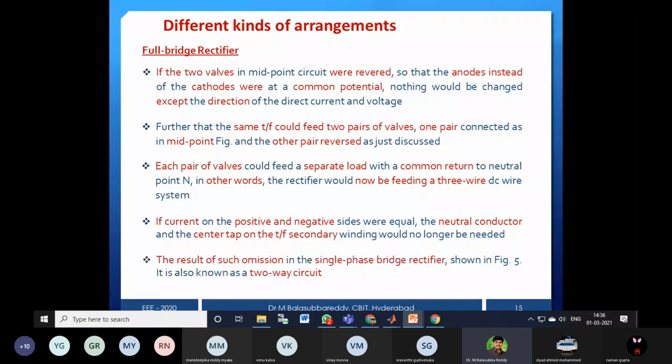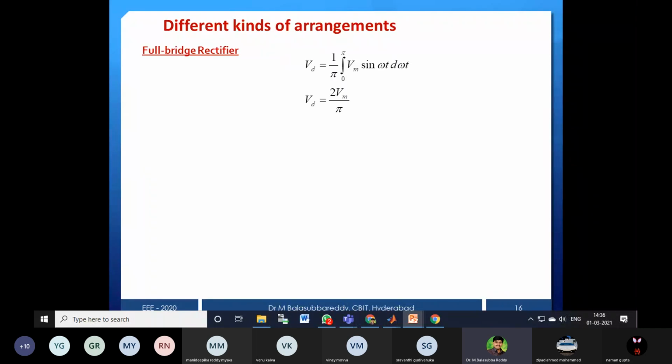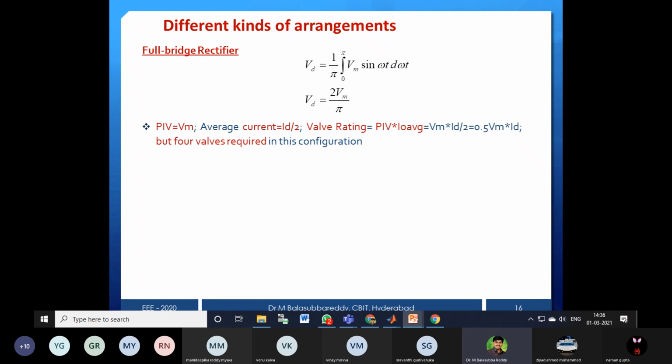This is the theory part I explained already, and you can see here the average output voltage is 2Vm by pi, and the peak inverse voltage is only Vm here. In the midpoint converter the peak inverse voltage is 2Vm, whereas in the bridge type it is Vm.